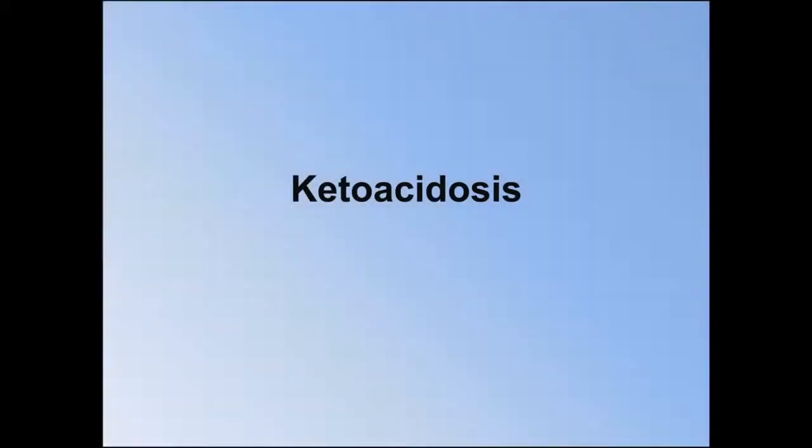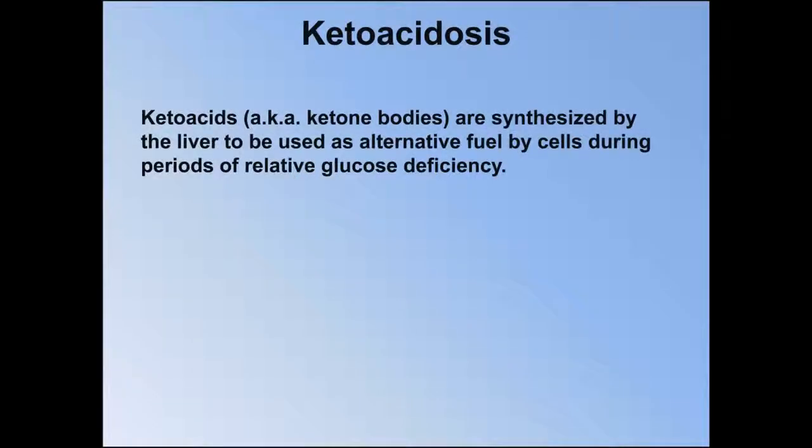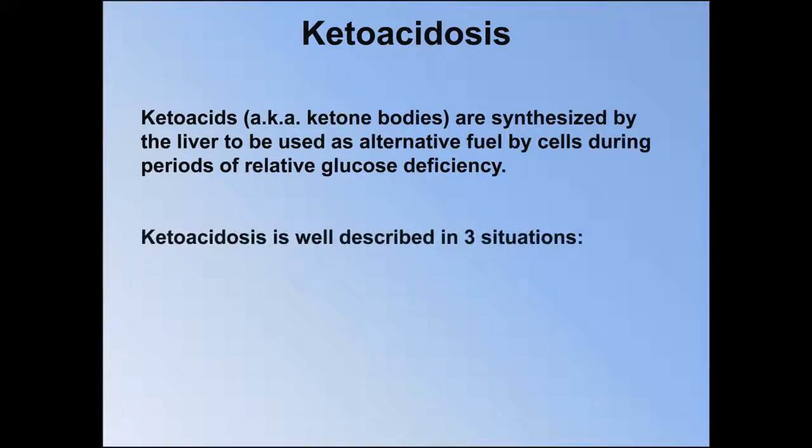Next, I'll talk about ketoacidosis. Ketoacids, also known as ketone bodies, are small compounds synthesized by the liver to be used as alternate fuel by cells during periods of relative glucose deficiency. Acidosis caused by the presence of ketoacids is well described in three situations: diabetes, where the condition is usually known as diabetic ketoacidosis or DKA, starvation, and chronic alcoholism.